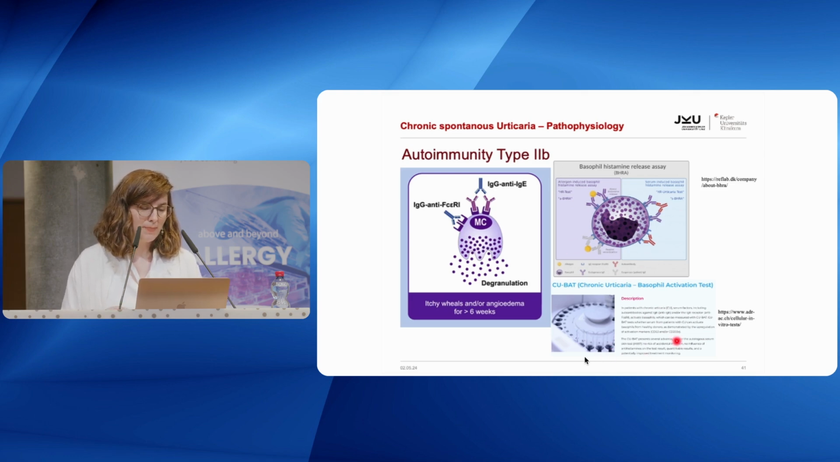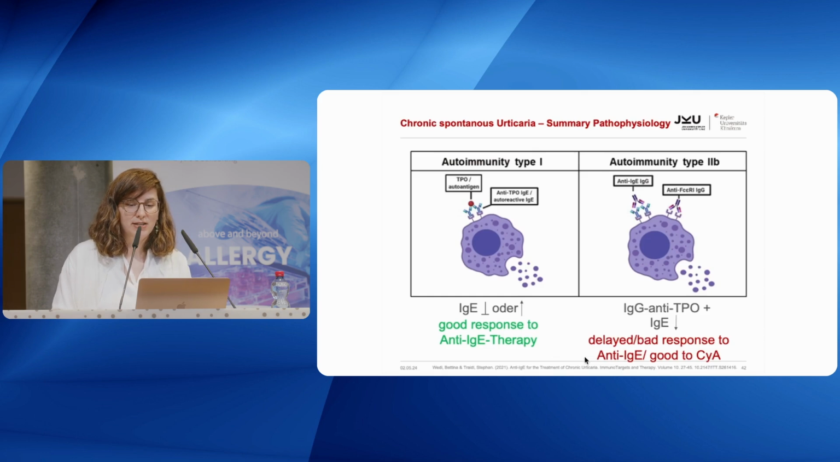For example, basophil histamine release assay or basophil activation tests, where basophils of healthy donors are incubated with patient serum, and this activation gives you a hint that the patient has type 2B immunity. So as a summary of that, patients with chronic spontaneous urticaria have more preferentially type 1 autoimmunity with typically IgE against self. One example here with the TPO.